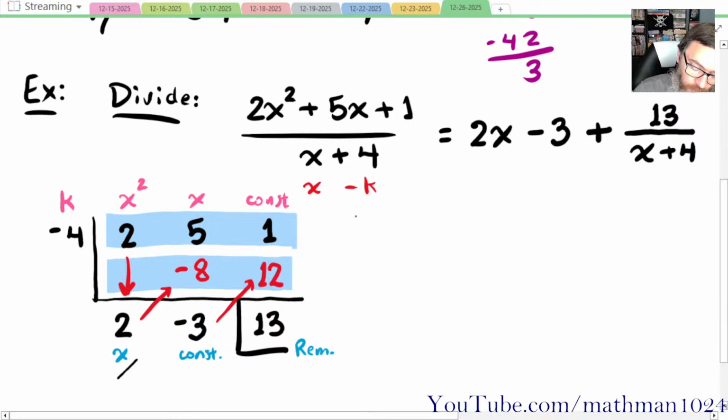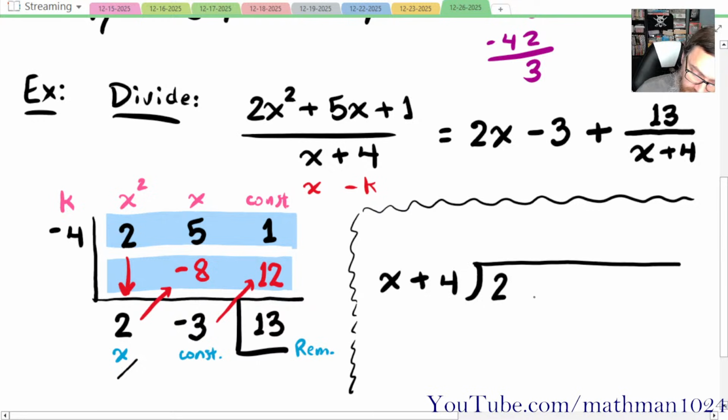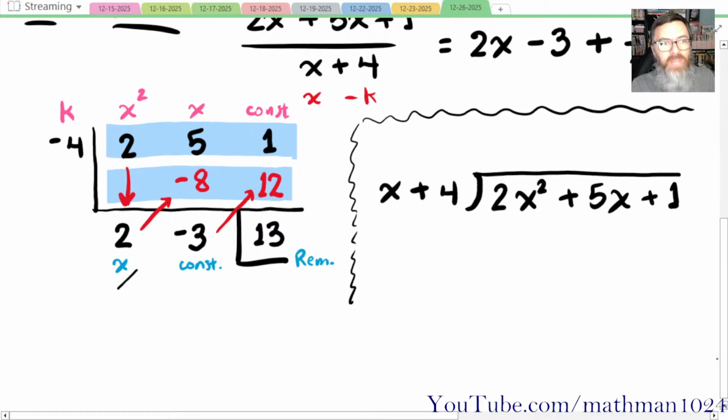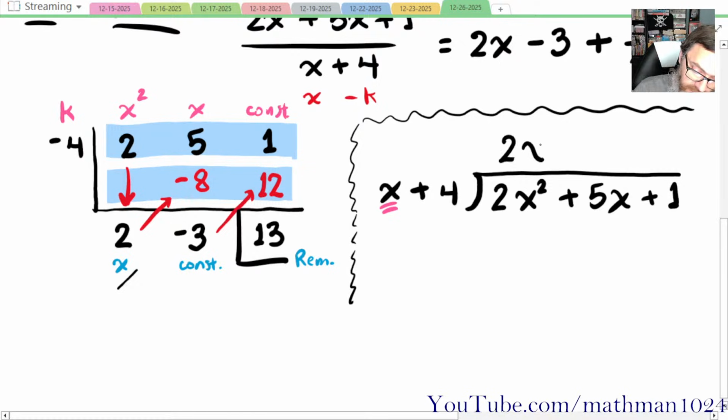Now, let me show you what would have happened if we had done this the long way. The long way being, of course, long division with polynomials, where you would write x plus 4 as the divisor out here, and then divide that into 2x squared plus 5x plus 1 for the dividend. Now, the way the algebra works here is that we focus just on the x right now. And you think, okay, what do I multiply the x times to get 2x squared? And the answer would be 2x.